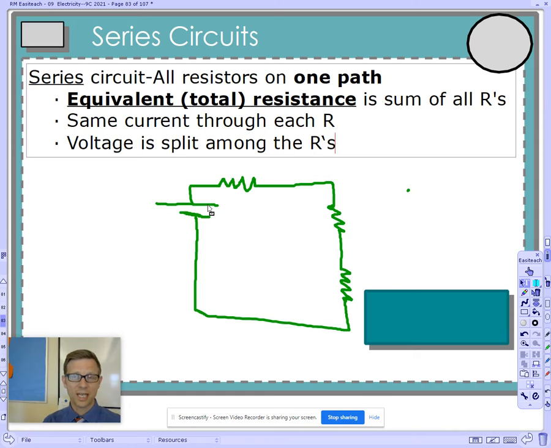The voltage, though, the energy, does split up. So if this were like 24 volts, it would be 8 volts, 8 volts, 8 volts for a total of 24. So once again, the current is the same everywhere. If this were like a current of 2 amperes leaving the battery right here, it'll be 2 amperes through here, 2 amps through here, 2 amps through here. Let's look at an example.